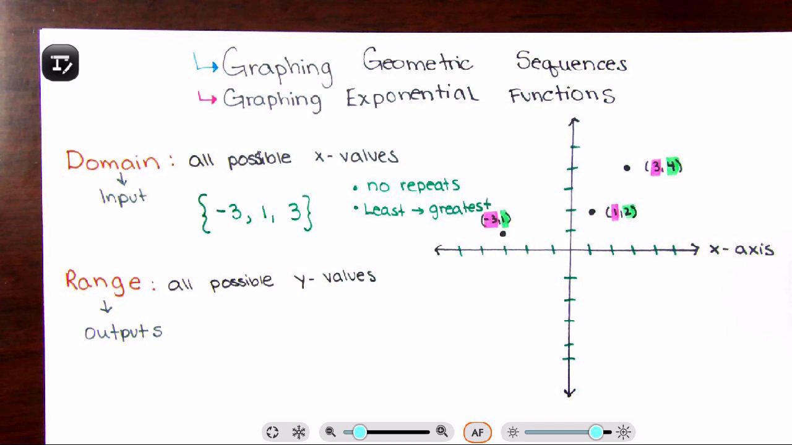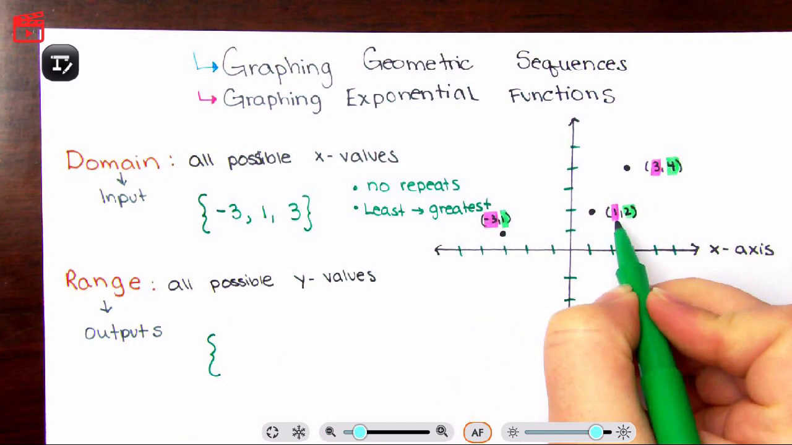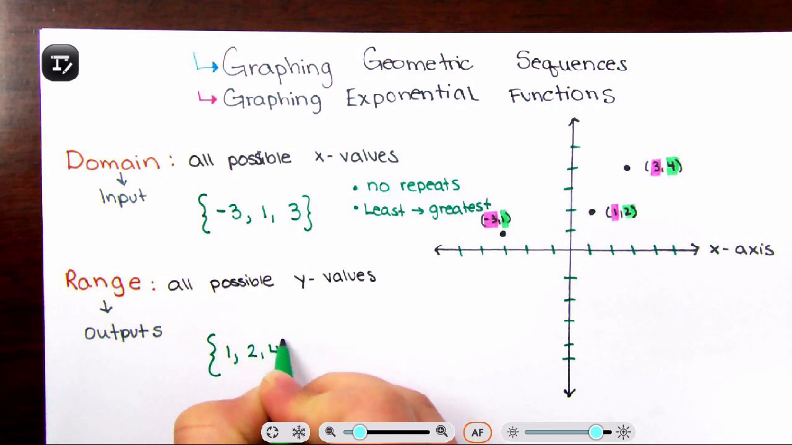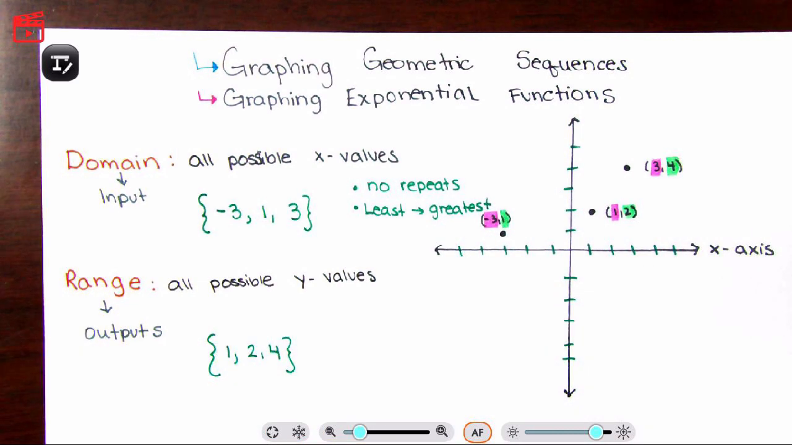So now let's talk about the range. Same thing, squiggly brackets. And we're talking about all of our y values. I have 1, 2, and 4. Again, from least to greatest. There are no repeated numbers, and you have squiggly lines.